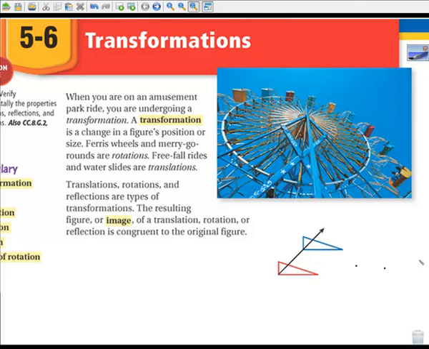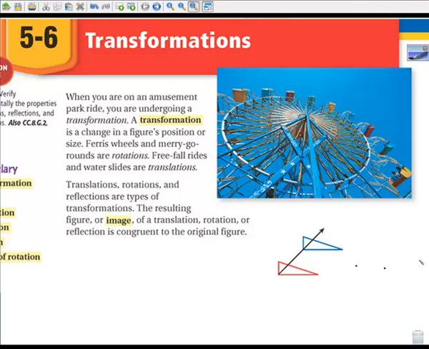Translations, rotations, and reflections are types of transformations, just like the Transformers movies. They go from cars and trucks and boom boxes to robots, so they're transforming. Well, that's what we're going to do here too.